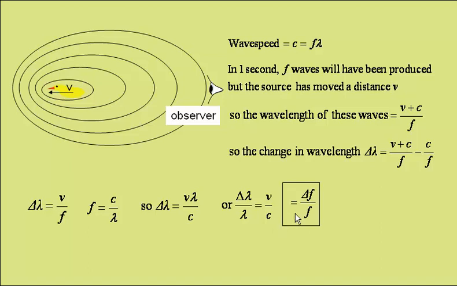We can also write that the change in frequency over the original frequency is equal to the speed of the object over the wave speed, or the change in wavelength over the wavelength. But this only applies if the speed is much less than the speed of the waves. This will apply in any A-level problems.